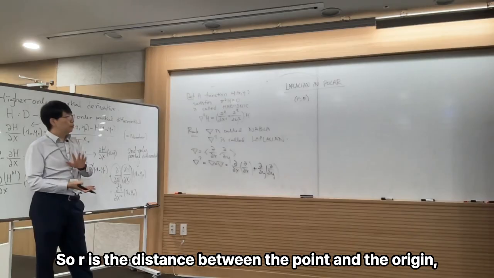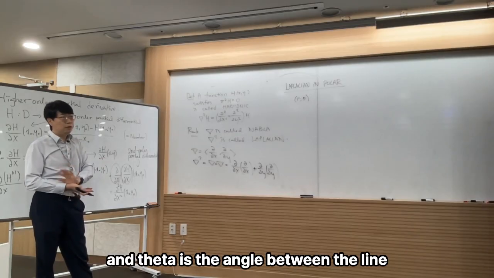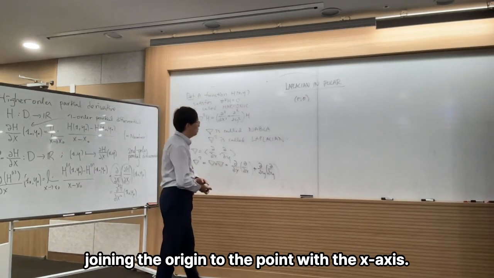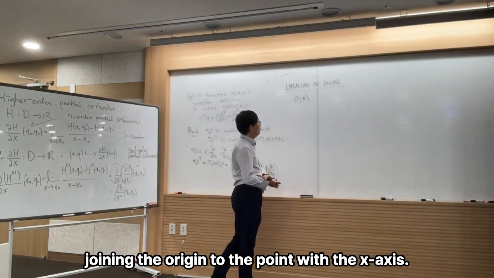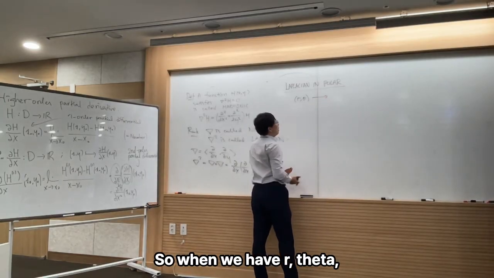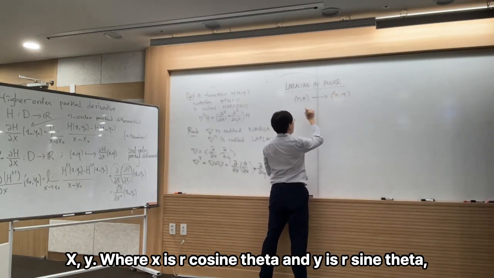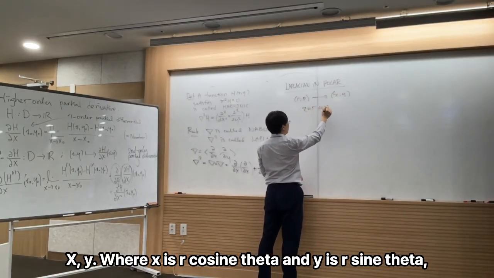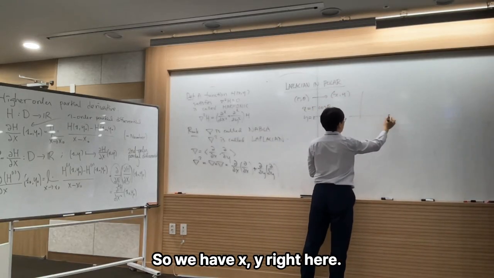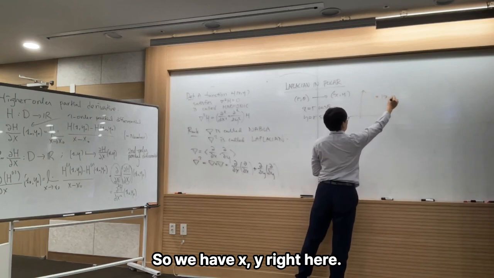So r is the distance between the point and the origin, and theta is the angle between the line joining the origin to the point and the x-axis. So when we have r, theta, we can convert it into x, y, right? Where x is r cosine theta and y is r sine theta with this picture. So we have x comma y right here.